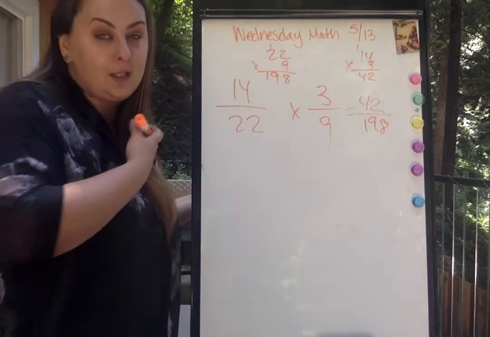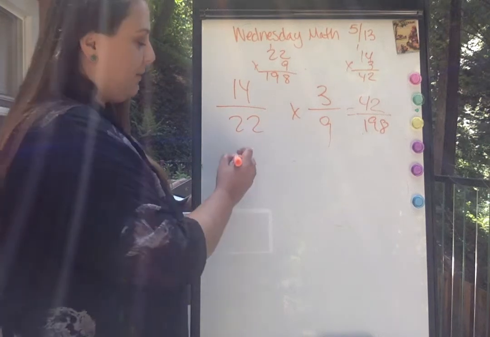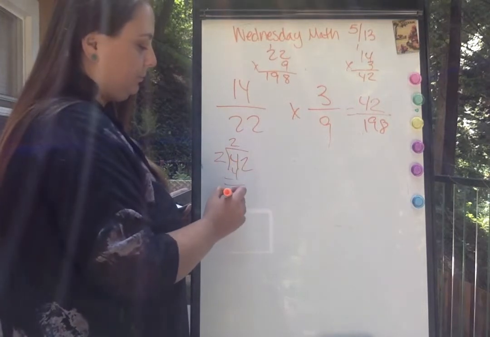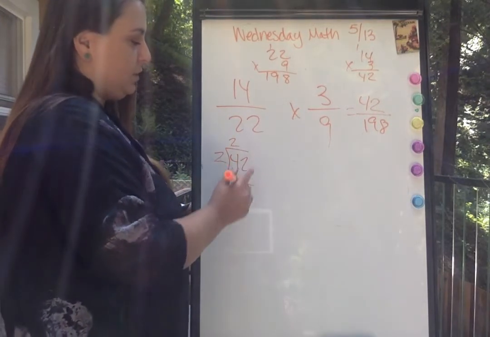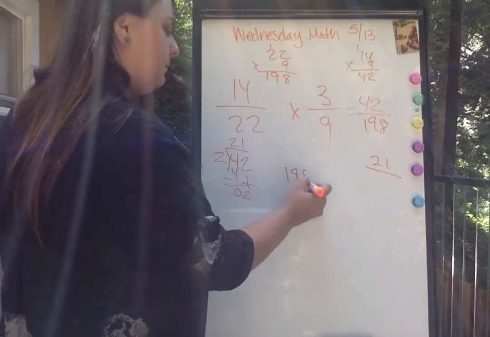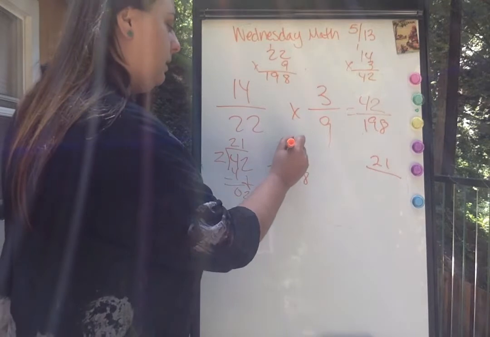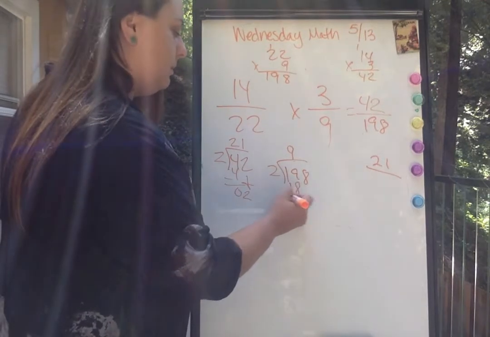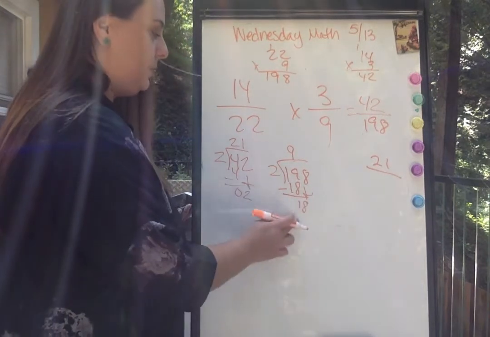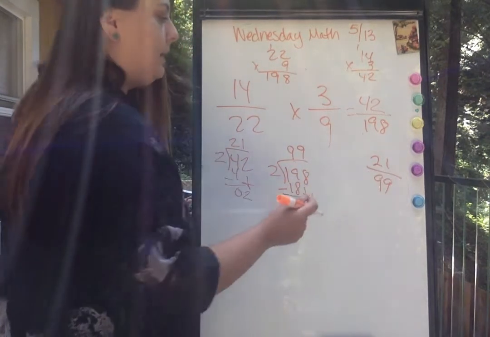So let's just start with the easy way. Let's just do it by 2. Both of these are even, so we know that we're going to be able to divide both by 2. 2 goes into 4 2 times. 2 goes into 2 1 time. Then we're going to do 198 divided by 2. 2 goes into 19 9 times, leaving us with 1. Bring down your 8. 2 goes into 18 9 times. So 21 99ths.